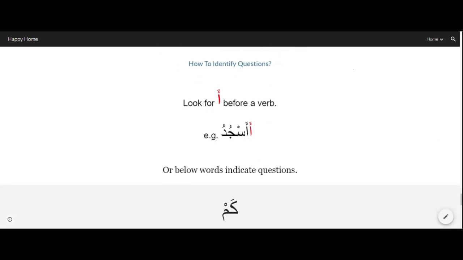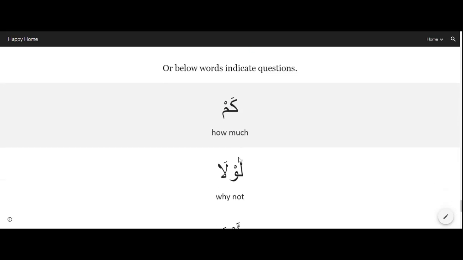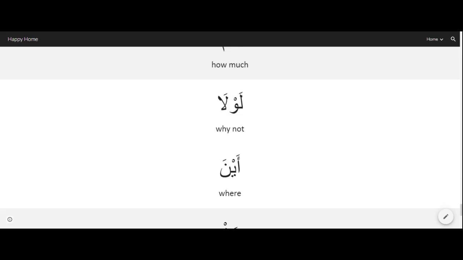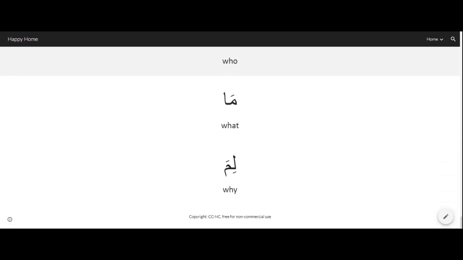How to identify questions? Look for alif before a verb, for example, Asjudu, or these words indicate questions: kam, law la, ayna, man, ma, lima.